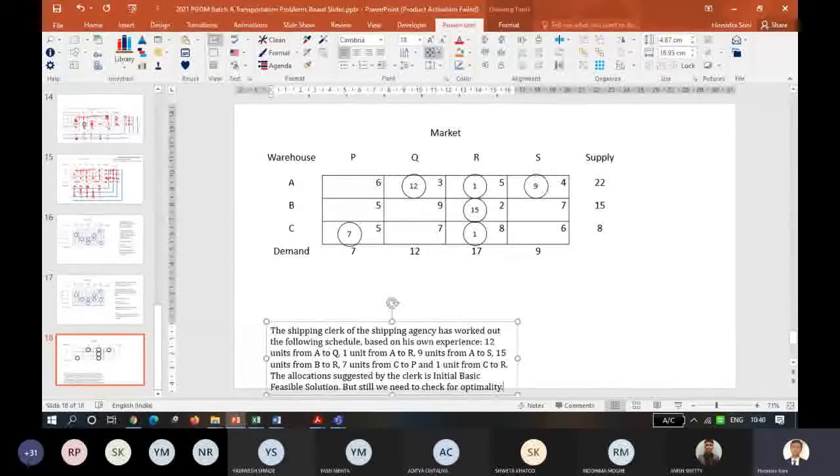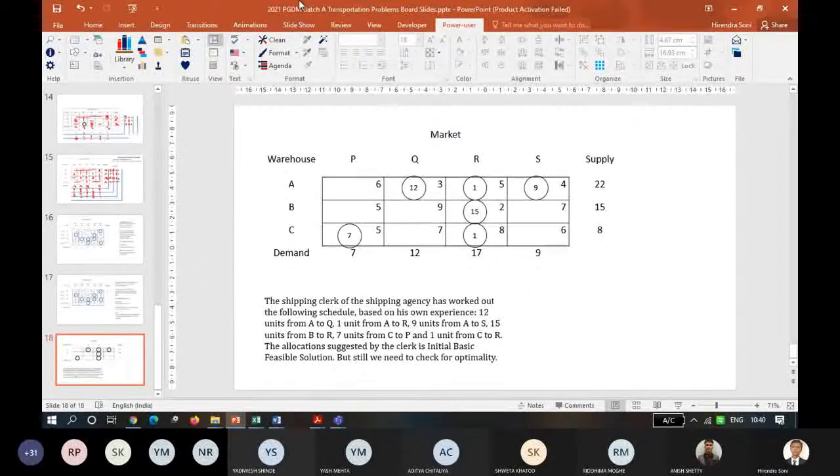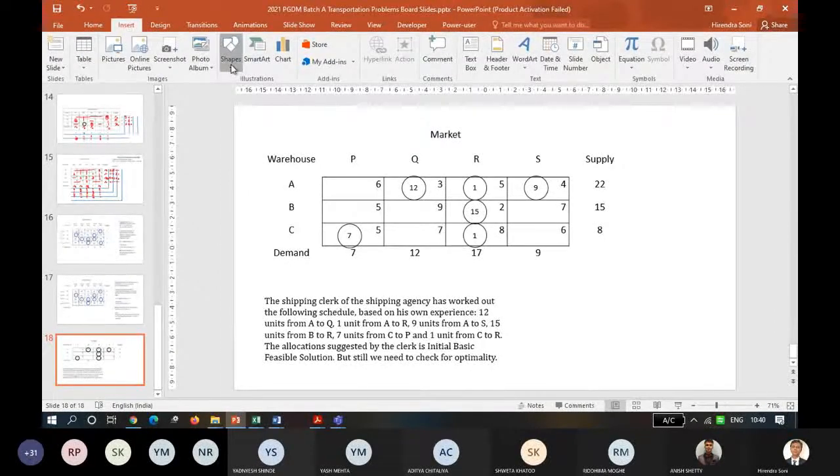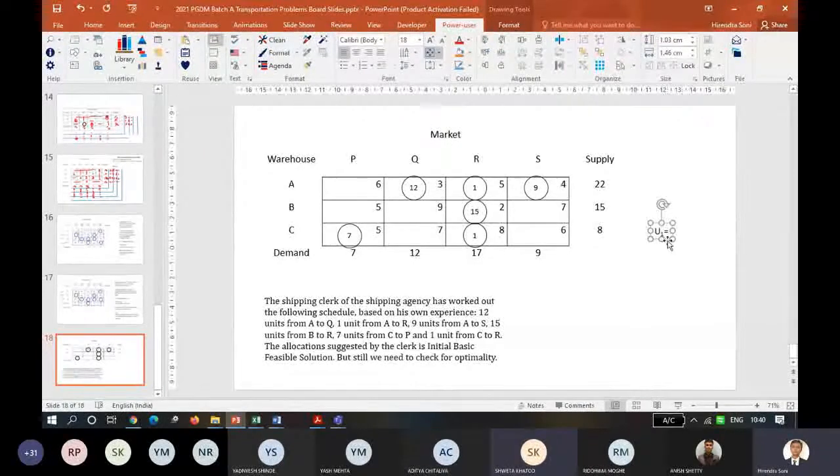तो कैसे चेक करेंगे फॉर ऑप्टिमैलिटी? उसने जो सोल्यूशन बताया सही है कि नहीं है, तो उसके लिए पहला हमने देखा कि बेसिक फिजिबल है, फाइन. अब ऑप्टिमैलिटी चेक करना है. ऑप्टिमैलिटी चेक कैसे करेंगे? कोई कुछ बोलता ही नहीं है यार. Sorry, by using UV method. Yes, by using UV method.